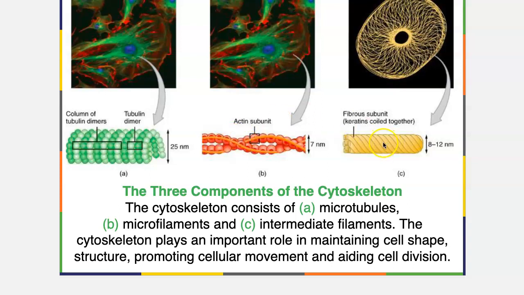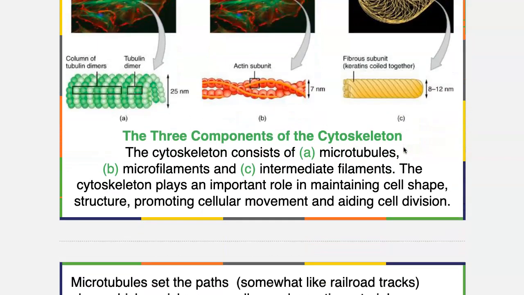Here, finally, are keratin fibers, known as intermediate filaments. They're made of the same stuff that your hair and nails are composed of. It looks like a rope, and also in part functions like one.